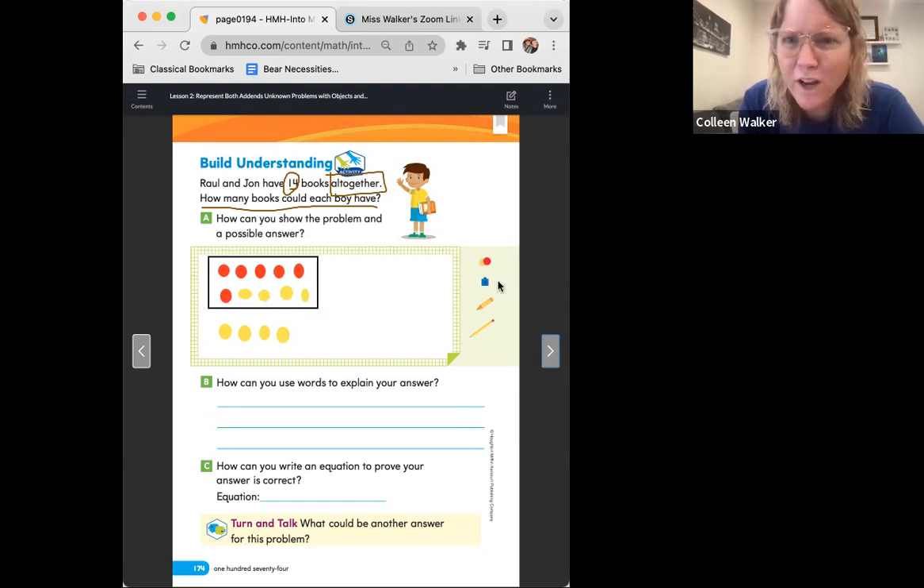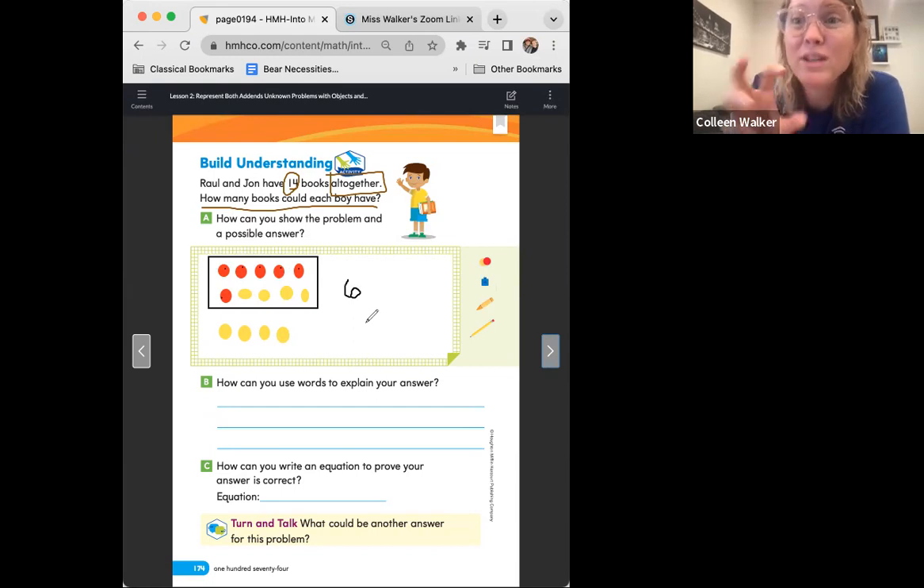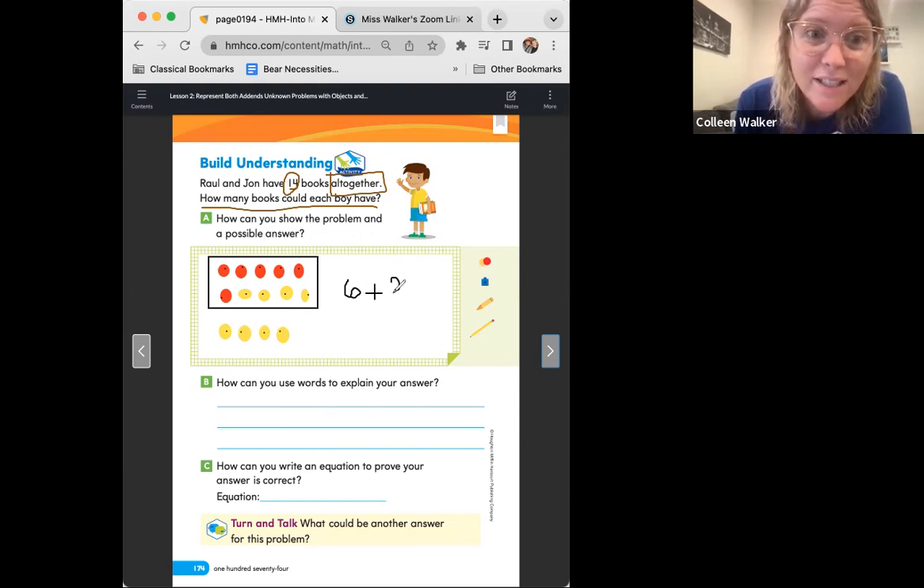There we go. So friends, looking at our drawing, how many books did Raul have? We did his first in red. Ready? Can you count with me? 1, 2, 3, 4, 5, 6. So Raul had 6 books. And then remember, we switched the color to represent John's books. How many books did John have? 1, 2, 3, 4, 5, 6, 7, 8. John had 8 books. So we know that 6 plus 8 equals, what's the sum? How many did they have all together? Yes, they had 14. Awesome.